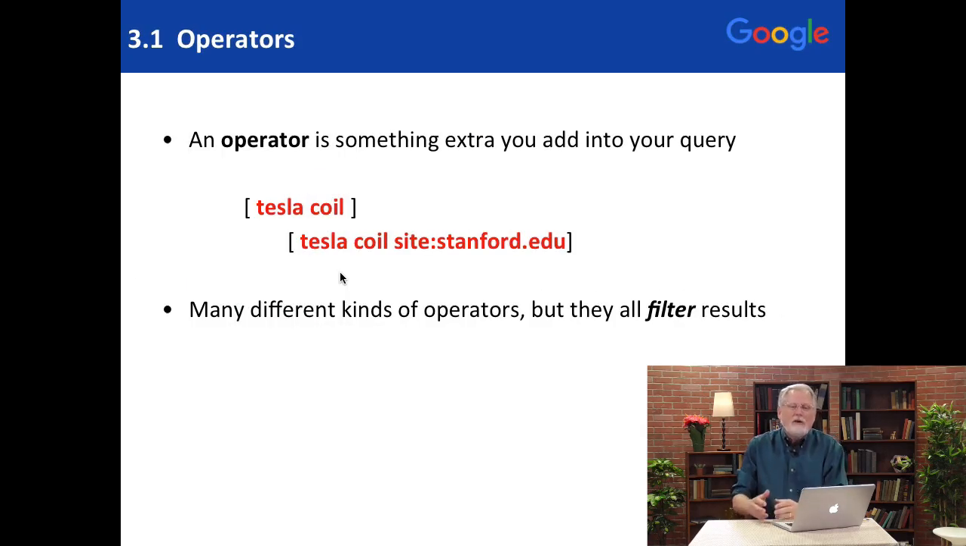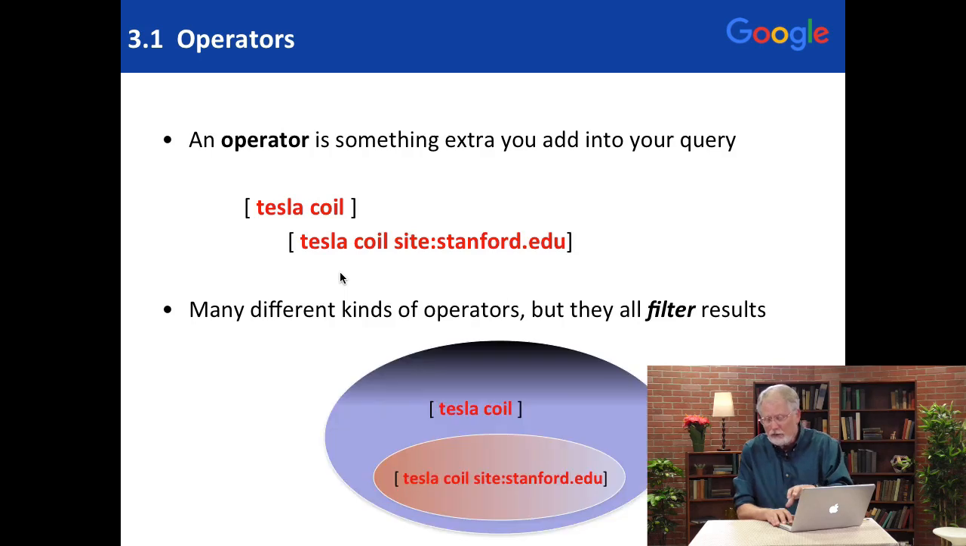There are many, many different kinds of operators, and as I said, we'll talk about more in just a little bit. But what they all do is filter the results. That is, they make the result set smaller in a way that you want. So if the big ellipse here is the entire universe of all results about Tesla coil, the smaller enclosed ellipse is stanford.edu results about the topic of Tesla coils.